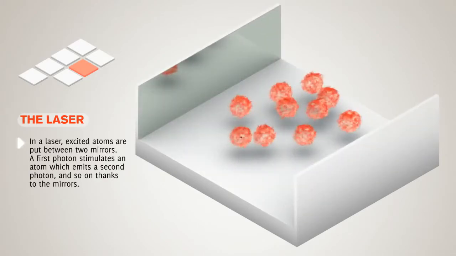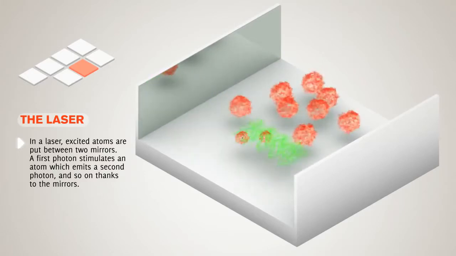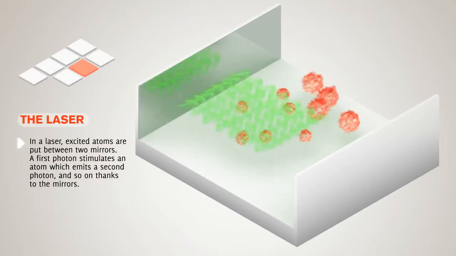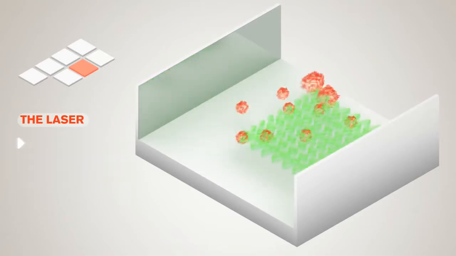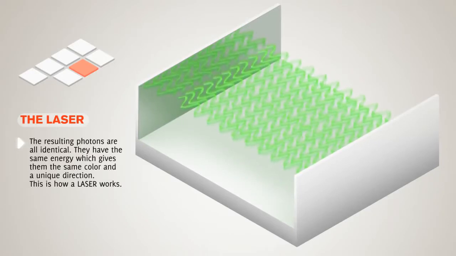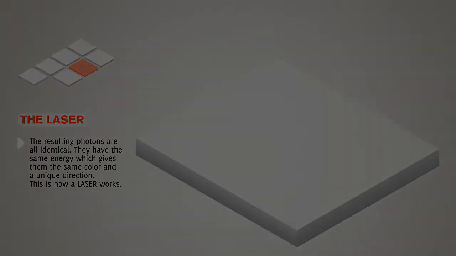In a laser, excited atoms are put between two mirrors. A first photon stimulates an atom which emits a second photon, and so on, thanks to these mirrors. This process is called stimulated emission. The resulting photons are all identical. They have the same energy, which gives them the same color and a unique direction. This is how a laser works.